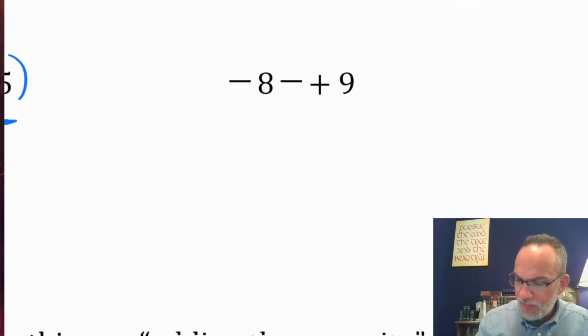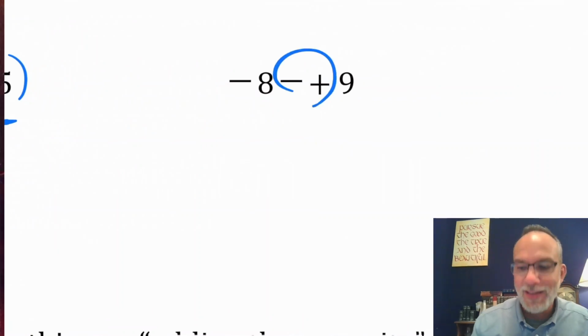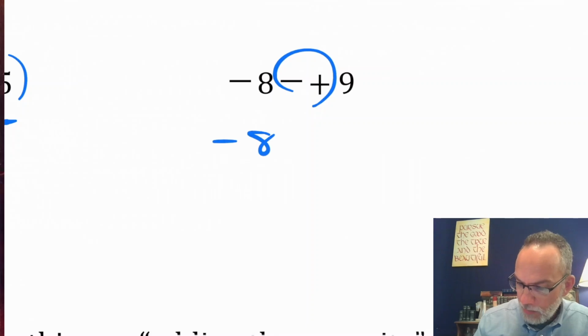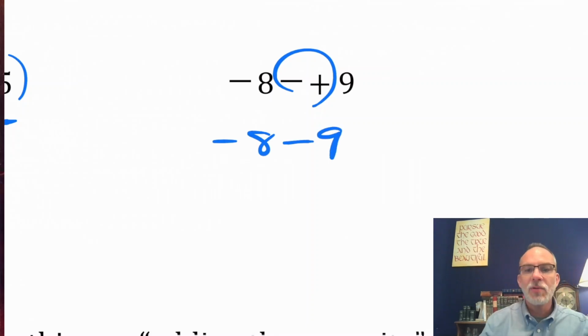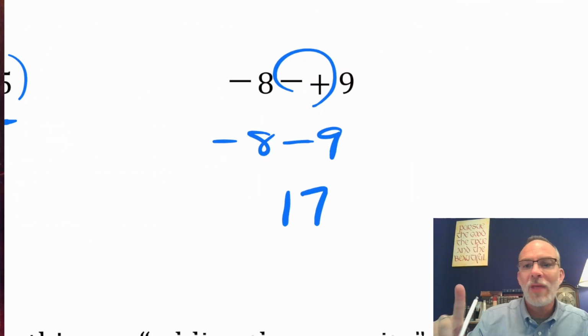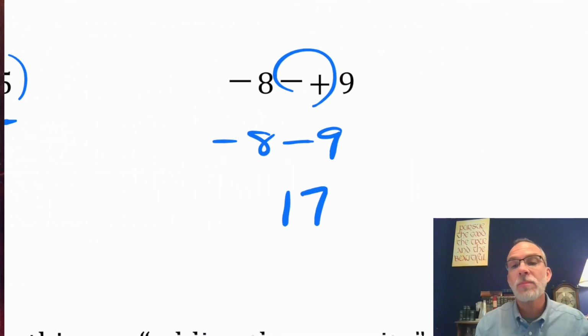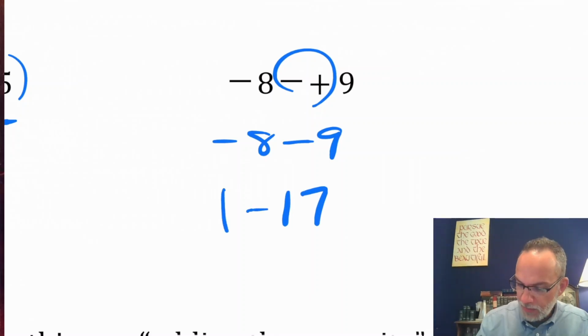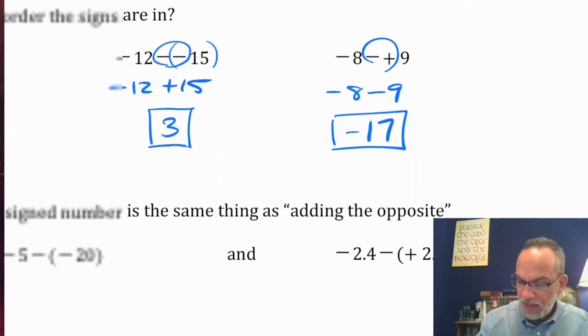Now this one, negative 8 minus a positive 9. First step is to combine the sign: negative 8 minus 9. Are the signs the same or different now? They are the same, so I add the numbers. What's 8 plus 9? 17. Don't bother with the sign yet. We'll do that last. Since they're both negative, the final answer is negative 17, and then that's the review.